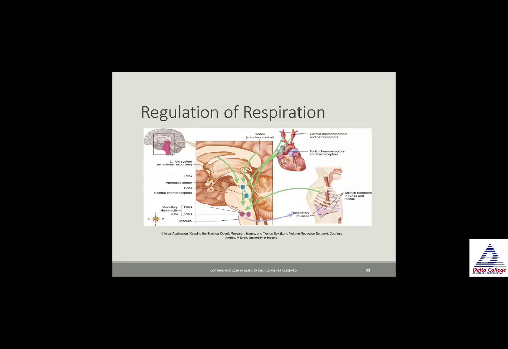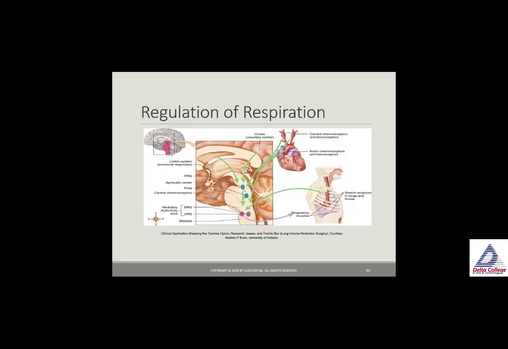So this is a very complicated image. However, I want you to notice on the top left, you can see where it's talking about the brainstem control, right? Emotional responses can be tied in. That's why if you get really anxious, you could hyperventilate, right? Then on the right, you'll see the carotid chemoreceptors and baroreceptors that are coming off in those carotid arteries, and then the aortic chemoreceptors.